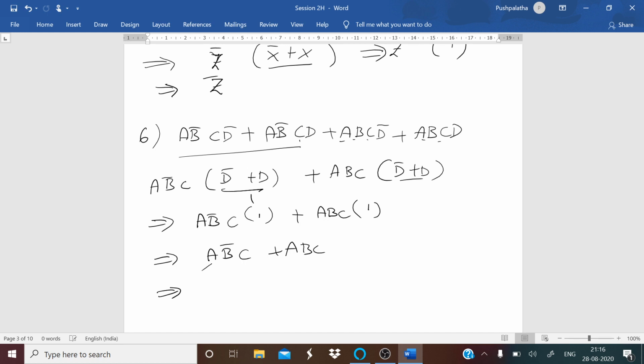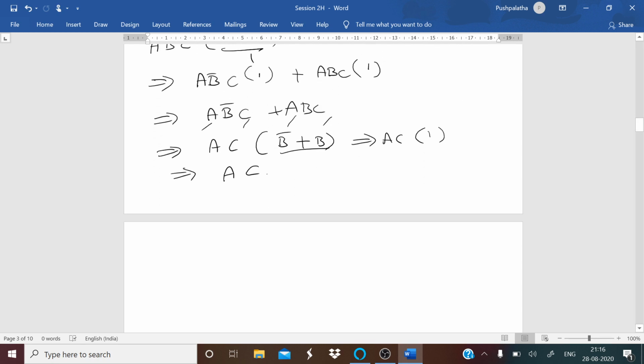Now what is common in this? a and c. So a c remains, b bar plus b. Again this becomes a c, b plus b bar is 1. So the answer is a into c. Okay, in a similar way we solve, or simplify, the Boolean expressions.